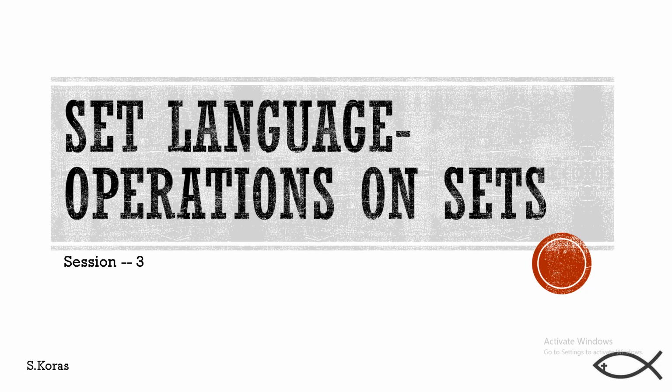In this set language session 3, we are going to see operations on sets. First of all, we are going to see what union is, and it is represented by U. For example, if we have two sets, capital A and capital B, it is represented as A union B.